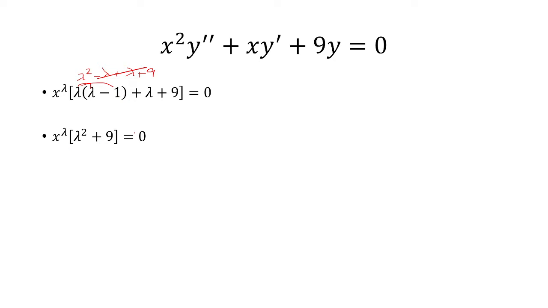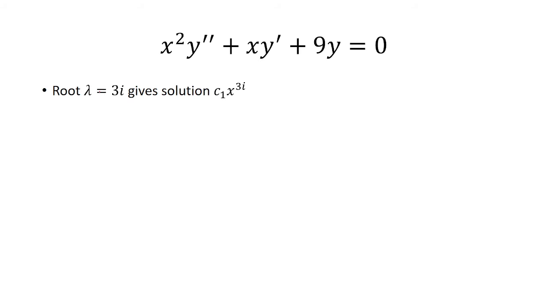So here we want to set each of the factors equal to 0. But notice x to the lambda does not equal 0 when x does not equal 0. I don't care what lambda is, this will never equal 0 as long as x is not 0. So we're going to ignore that, and we'll let lambda squared plus 9 equal 0. And we get lambda squared equals negative 9, which means lambda is plus or minus 3i.